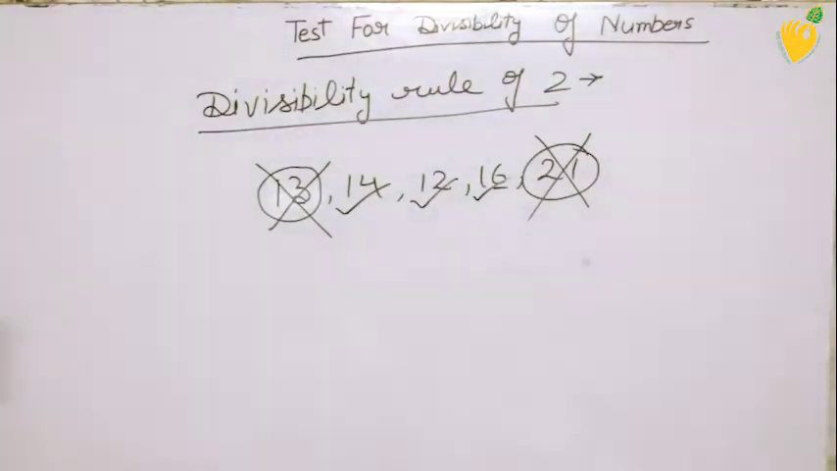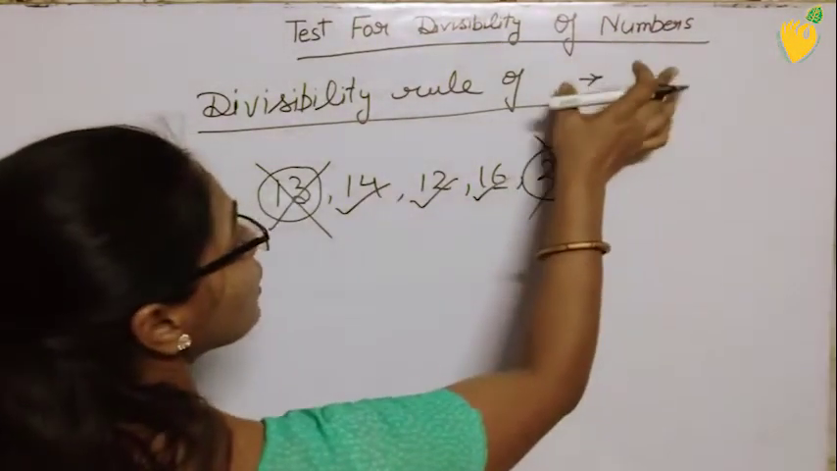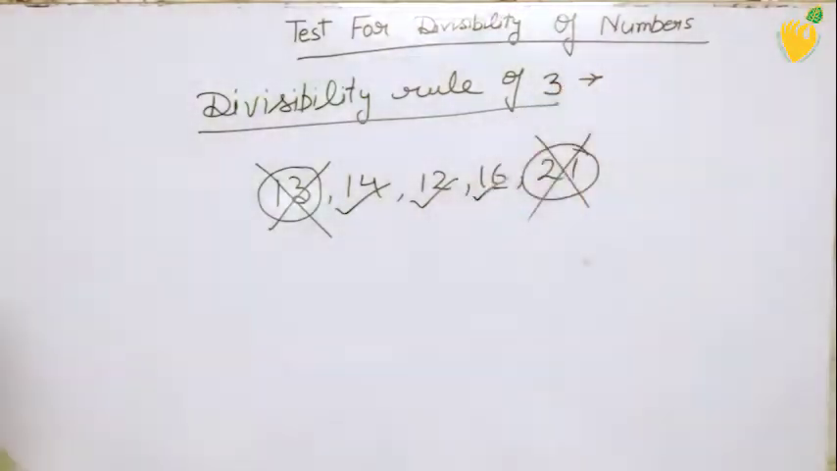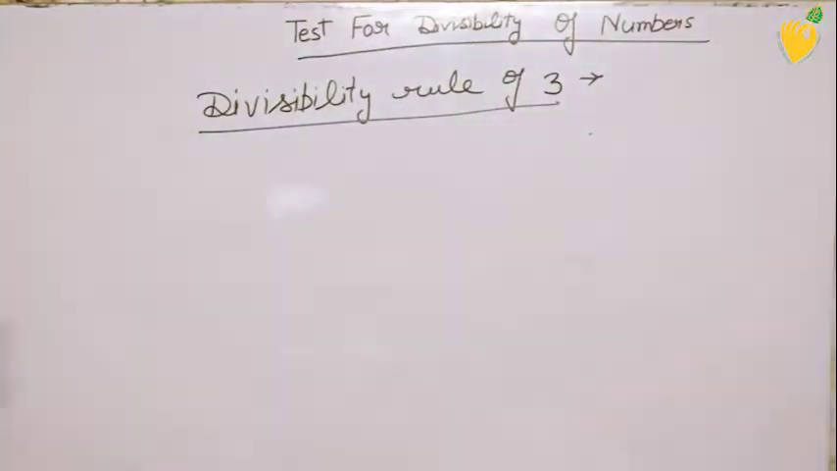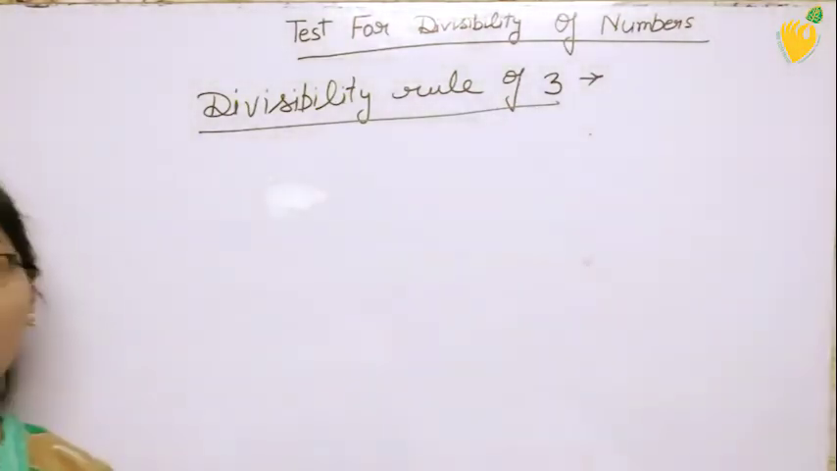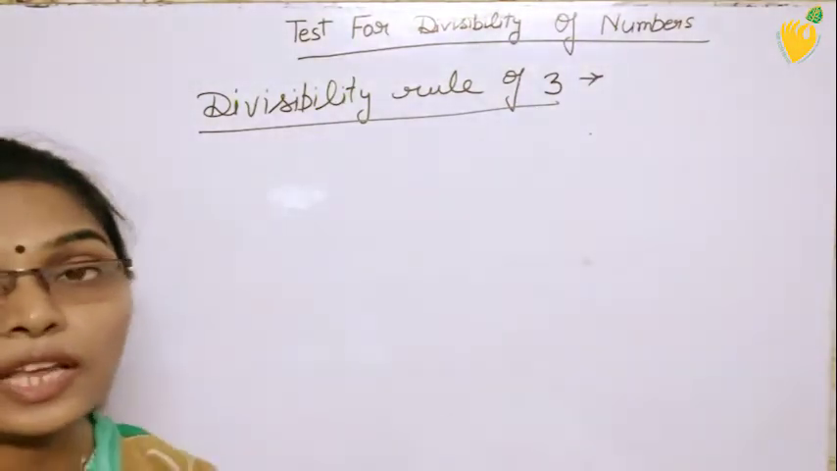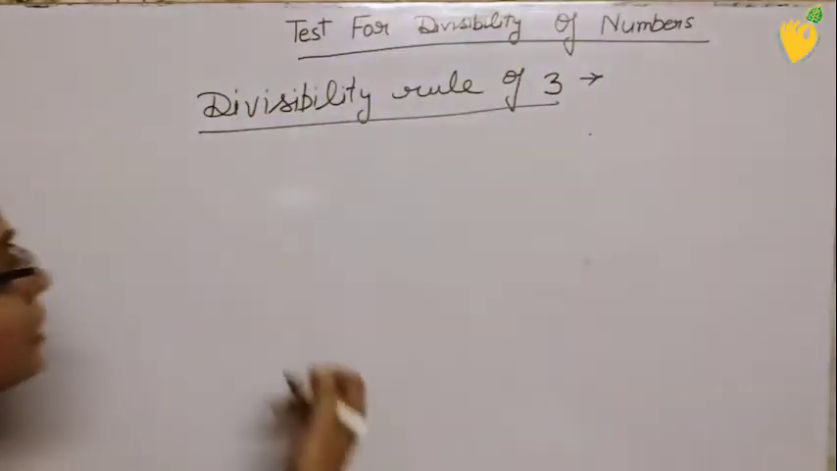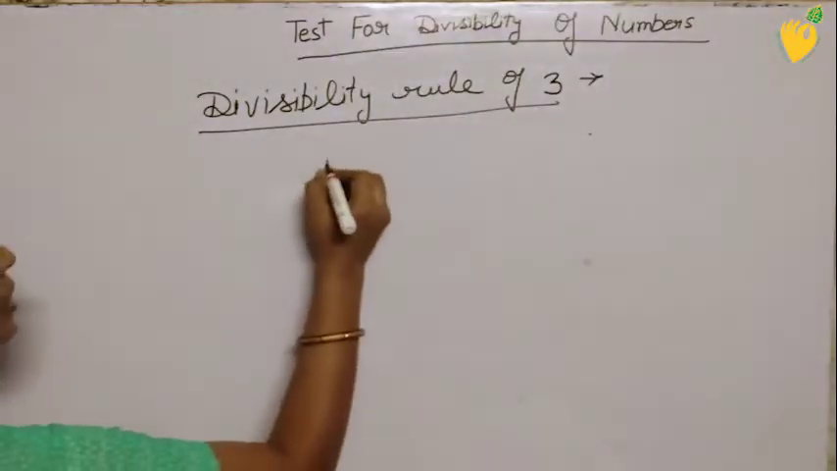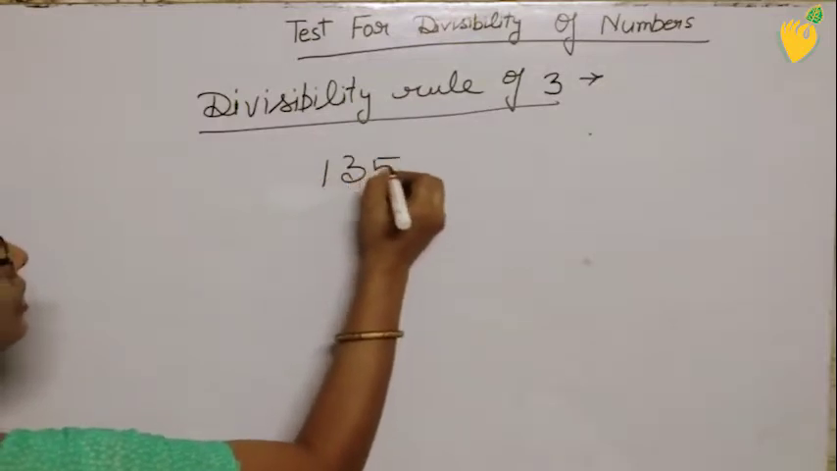The second rule, divisibility rule of 3. The divisibility rule of 3 says, students, any number is divisible by 3 only and only if the sum of the digits is divisible by 3. What do you mean by this, students? Let's take one example. Suppose 135.